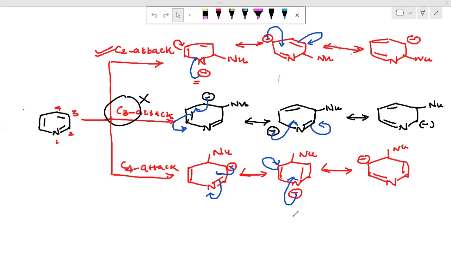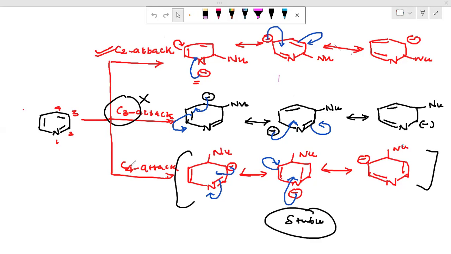அப்ப this will be the stabilized structure. அப்போ among this resonating structure, one of the structures is stable. அப்ப this will be the more preferable. இந்த இடத்துல பாத்தீங்கன்னா இங்க nitrogen negative இருக்கு, so this will be the stable. அப்ப this will be the preferable. அப்போ C2 attack preferable, C4 attack is preferable, and C3 attack is not preferable because there is no negative charge on the nitrogen atom.